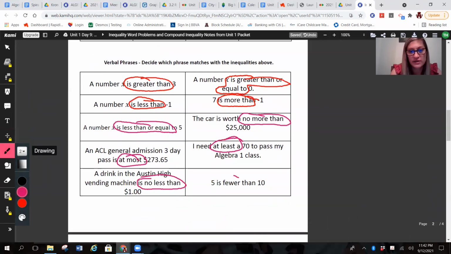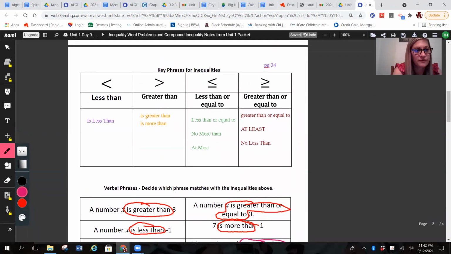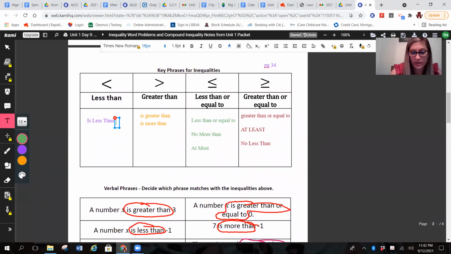And last of all, 5 is fewer than 10. So is fewer than would be less than.